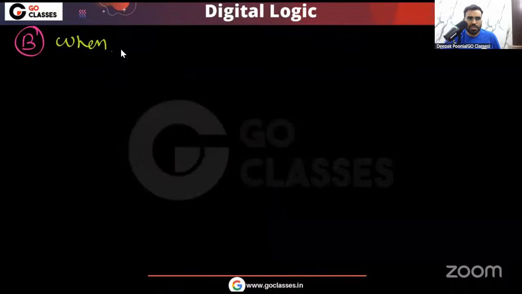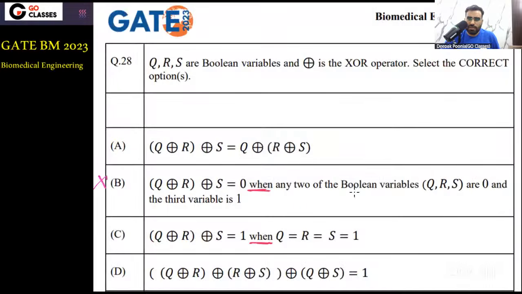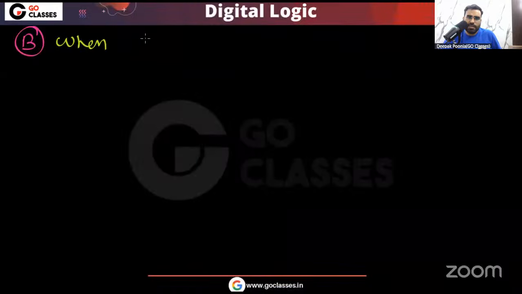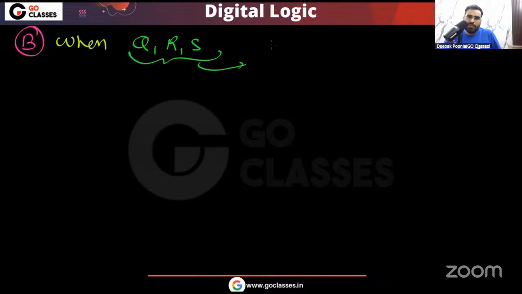I hope you understood. See, option B is basically saying that when Q, R, S, two of them are 0 and one of them is 1. Okay, so let's take this. When Q, R, S, exactly one of them is 1.